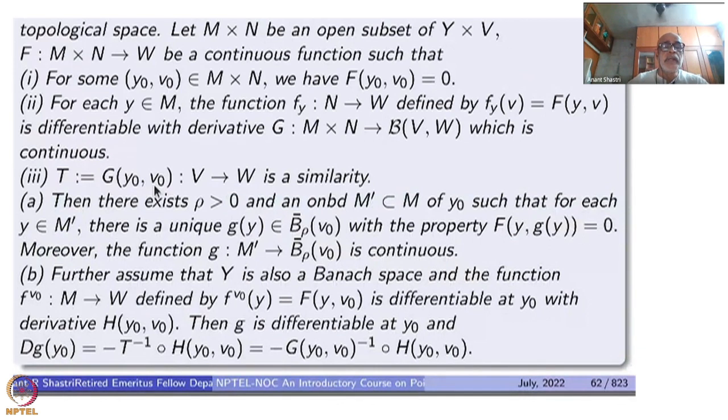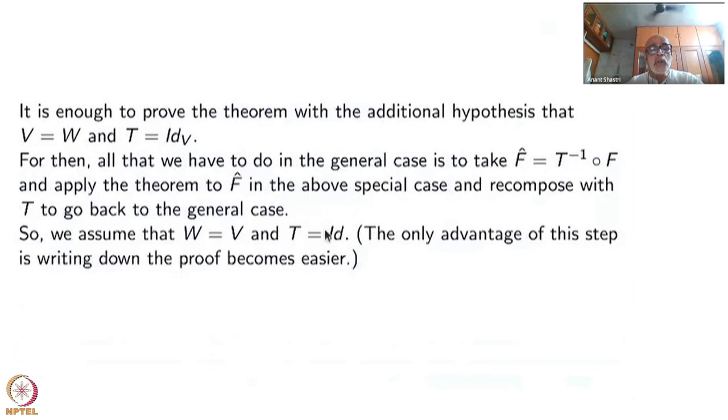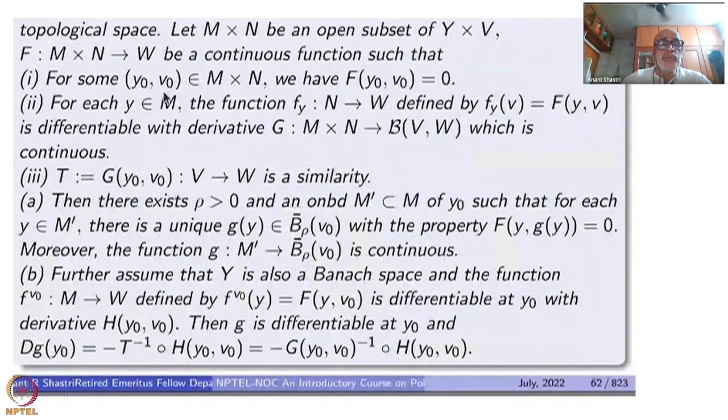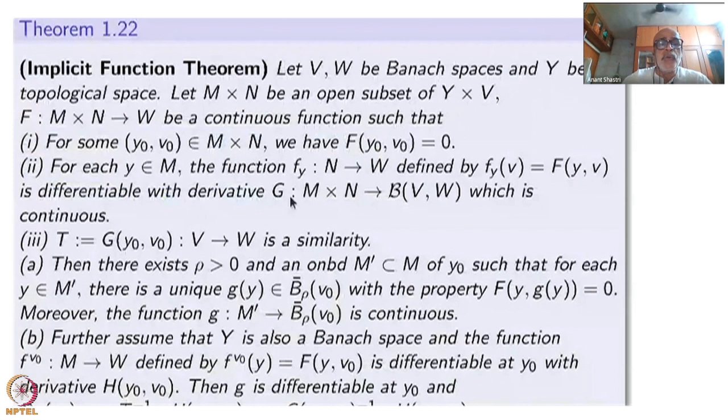Because the derivative of a linear automorphism is itself, by the composition law, by the chain rule, the derivative of T inverse composite F will be T inverse composite the derivative of F. So that will be the identity. So this is what we want to assume, so that writing down the proof will become easier. I don't have to keep on writing T here. That's all. Okay, so that is the first step. As soon as we have proved it for this special case, we know that it is true for the general case also, because all that I have to do is apply T composite that thing to get back to our F.